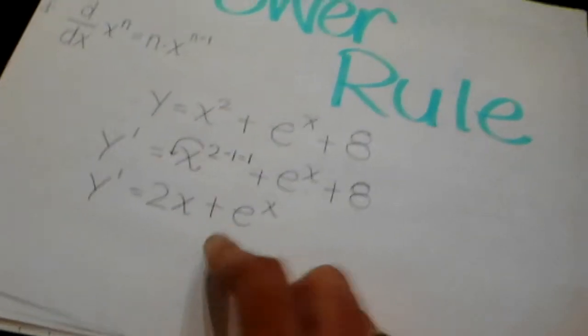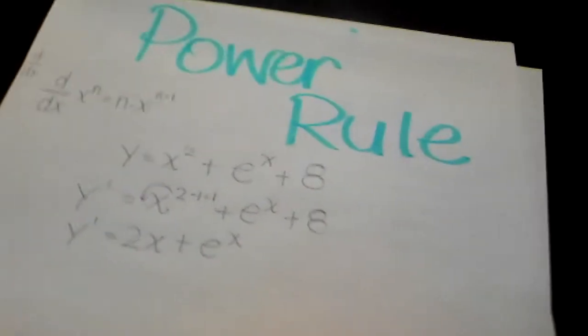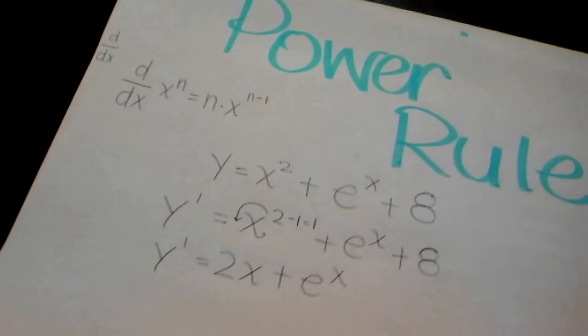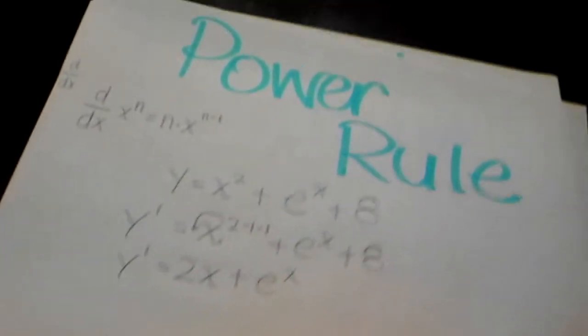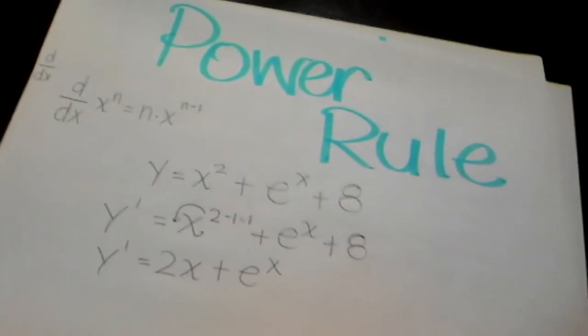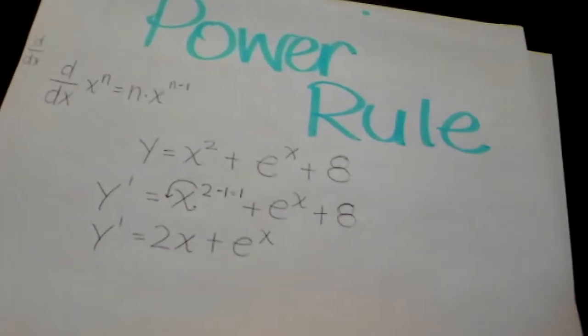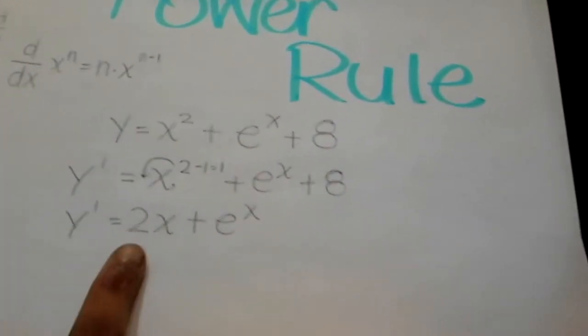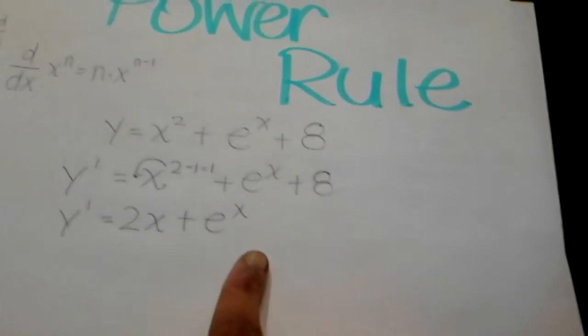It just equals x. Next, you're going to find the derivative of e to the x. The derivative of e to the x will always equal e to the x. Then you're going to find the derivative of 8. The derivative of a number is just 0. The 0 is not needed in the equation, so your answer is y prime equals 2x plus e to the x.